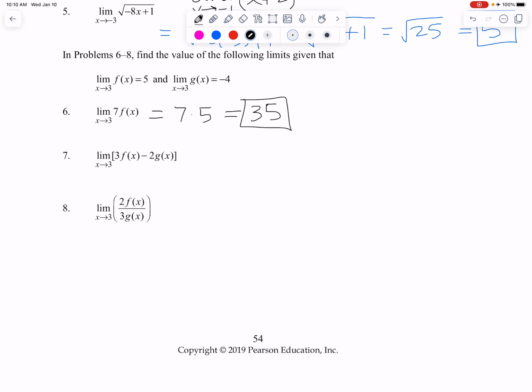Okay, next up, the limit of 3 times f of x minus 2 times g of x as x goes to 3. So, use our properties, we'll split it up. We have the limit of 3 times f of x, so we can pull that 3 out front. f of x as x goes to 3, that's a 5, minus, we'll pull that 2 out front. These are multiplying. And the limit of g of x as x goes to 3 is a negative 4. So we've got 15 plus 8, that's 23.